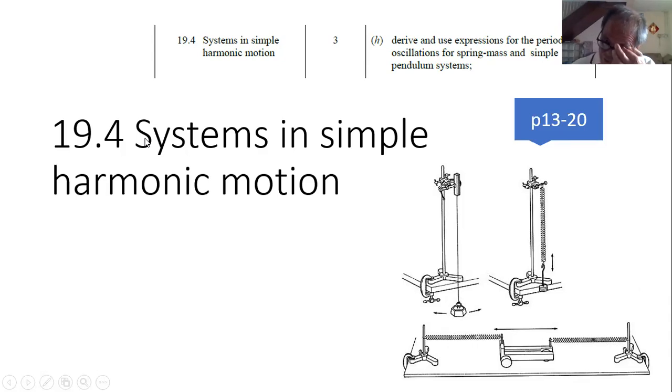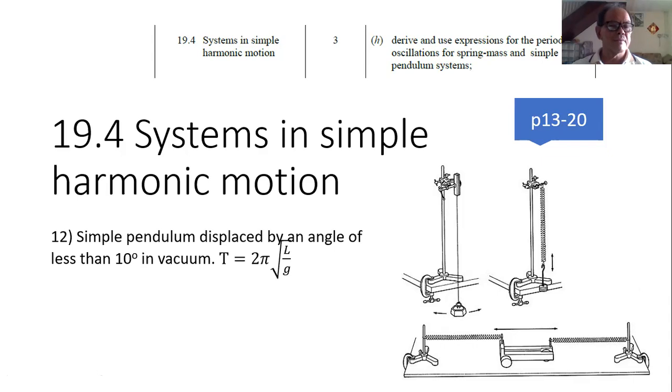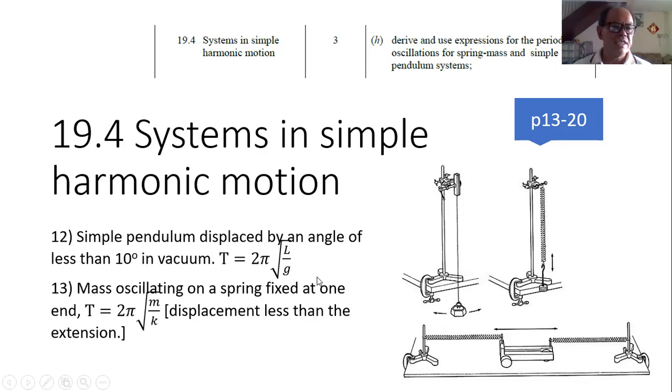Okay, system in simple harmonic motion, page 13 to 20. Simple harmonic motion for small displacement in vacuum. Small displacement of less than 10 degrees, and the period is given by 2 pi square root of L over g. L is the length of the pendulum. g is acceleration due to gravity.